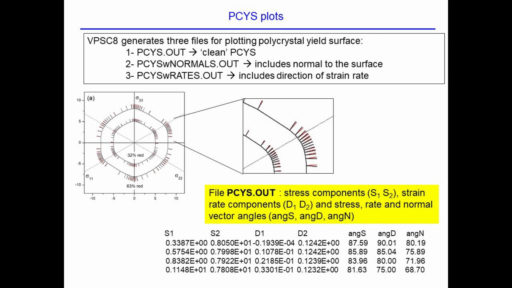For plotting a clean yield surface, you will just plot S22 versus S11. That is the only plot that you need to do, S22 versus S11, and that gives you all the points of the yield surface. The other is just extra information that you can plot if you want.